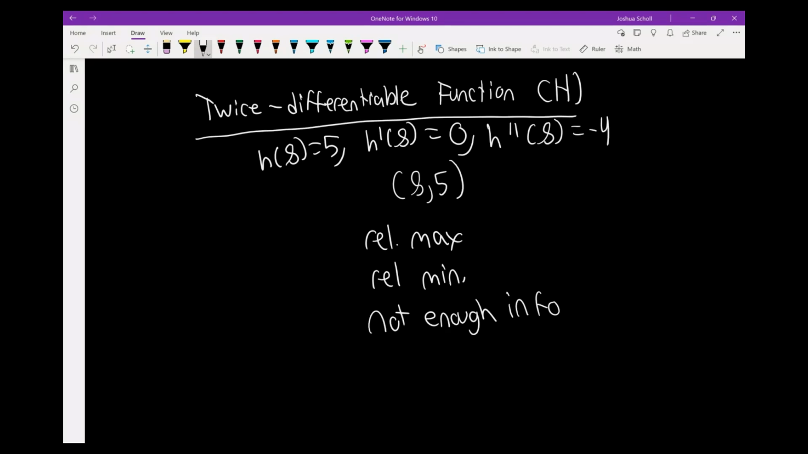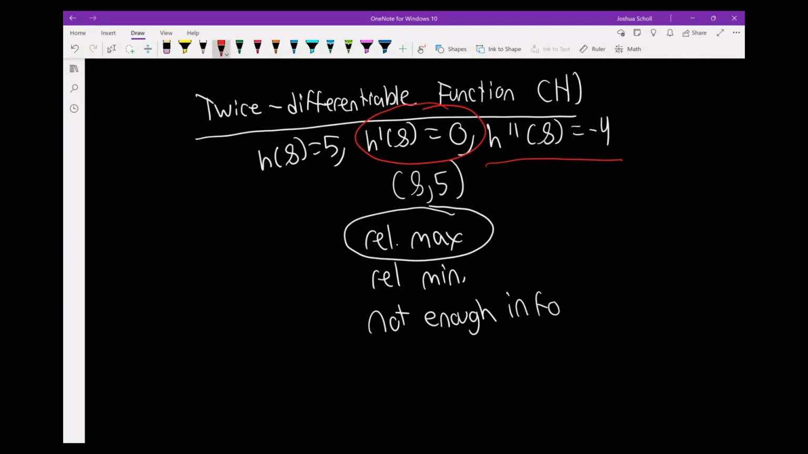Okay, so if you did this question correctly, the answer is relative maximum. This is because the second derivative test is applicable here, considering that h prime of 8 is equal to 0. We assume that the derivative existed in a neighborhood around x equals 8. And because h double prime of 8 is equal to negative 4.